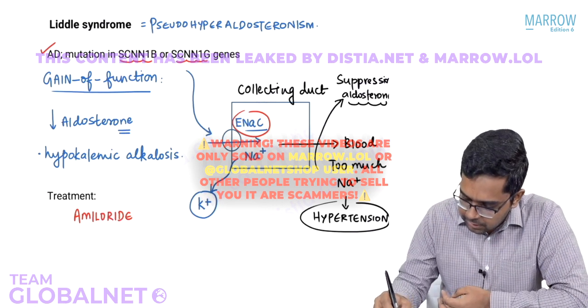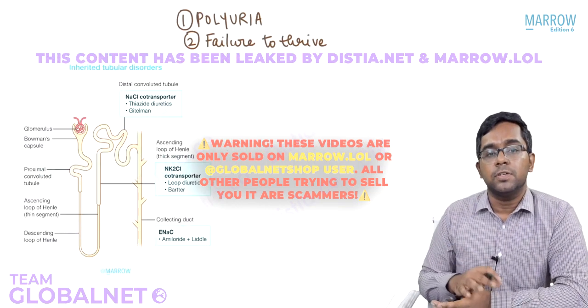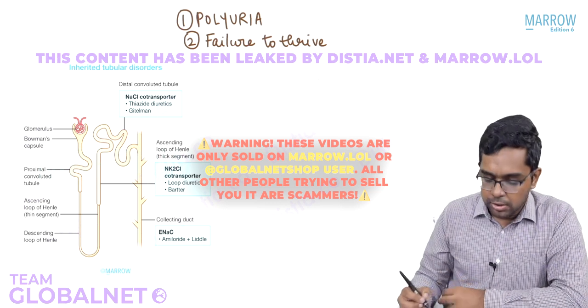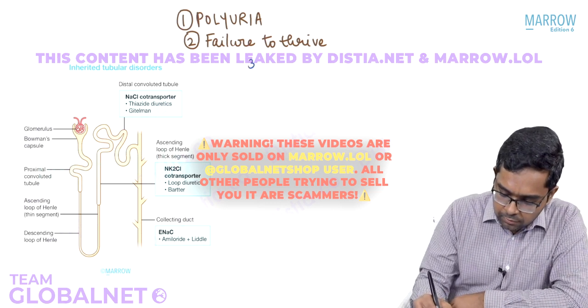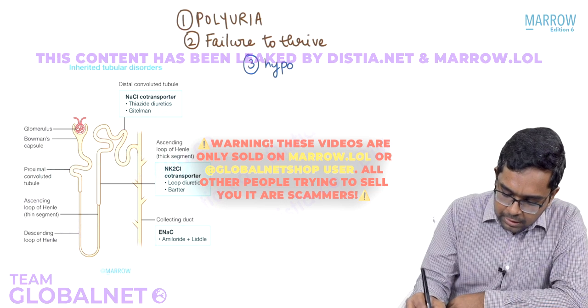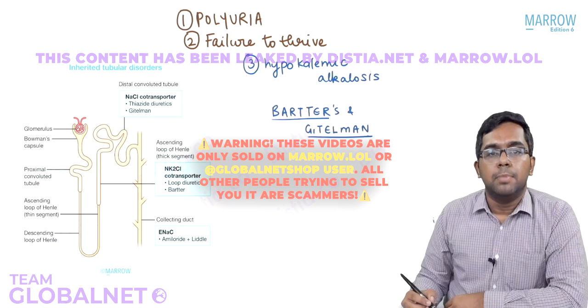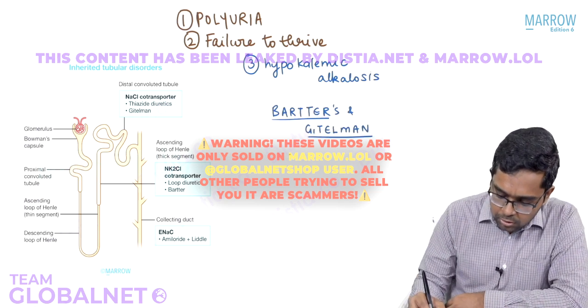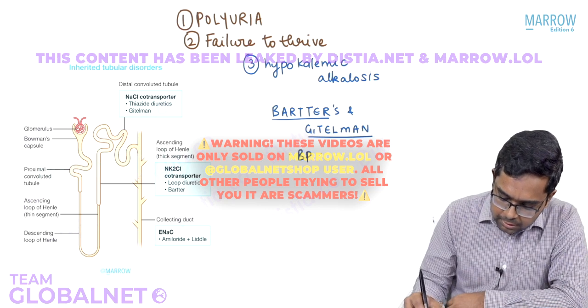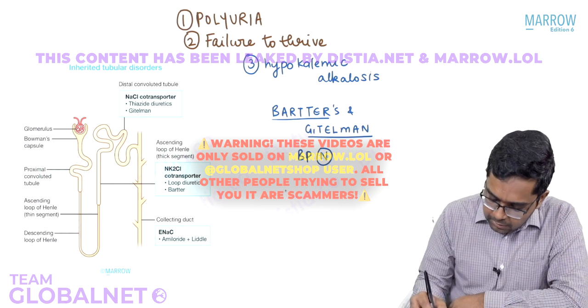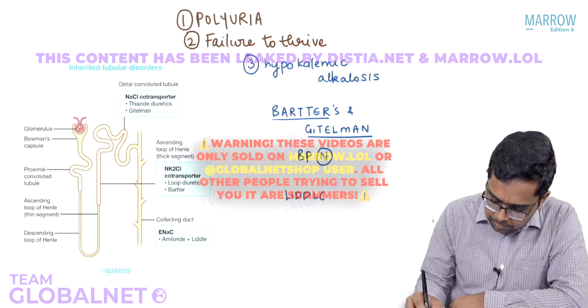So to sum up, in these inherited tubular disorders, you had a common feature of polyuria and failure to thrive. And from the discussions, you might have very clearly understood that in all the conditions, you have hypokalemic alkalosis. In Bartter syndrome and Gitelman syndrome, what was the common feature? The blood pressure is normal. That is a point I would want you to remember. Whereas in case of Liddle syndrome, the blood pressure is increased, right?